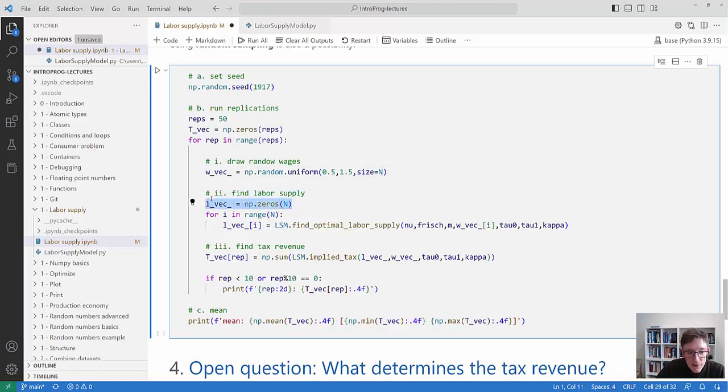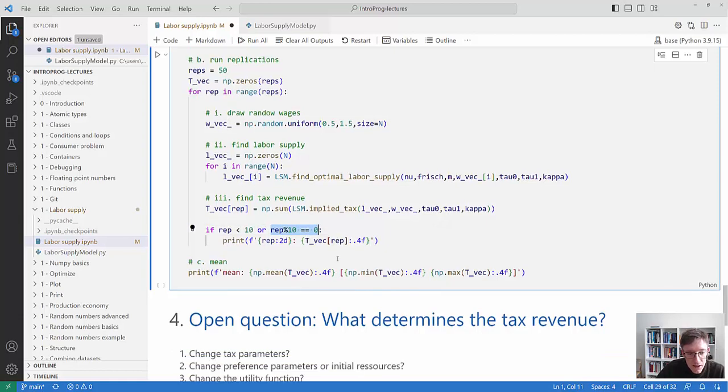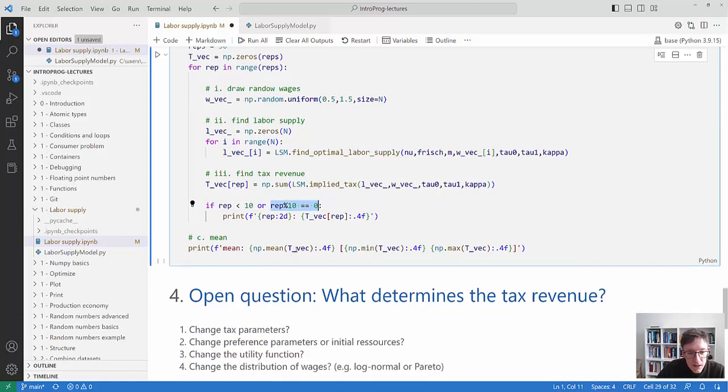Then we allocate some space for finding the optimal labor supply, and we call this find optimal labor supply function for this value of the wage. Then we find the tax revenue just as we did before by summing up across individuals, and then we print the tax revenue for the first 10 repetitions and for each 10th repetition after that. And finally we will plot the mean, and we will plot the minimum and the maximum value.